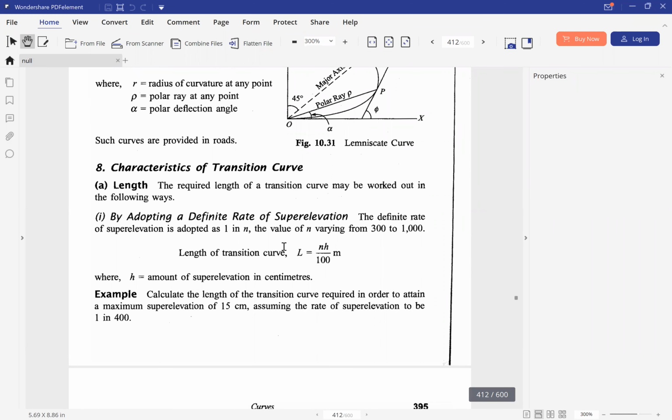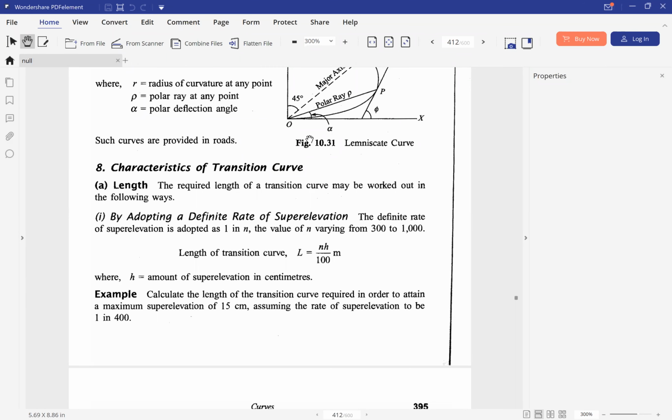Now, characteristics of transition curves. In that, first is how can we calculate the length of the transition curves. So there are three different relationships. You can use any of these three, depending upon which sort of data is available to you to calculate the length of the transition curve. First one is by adopting a definite rate of super elevation, right? Let's say if you are given the rate of super elevation, then you can use this particular data.